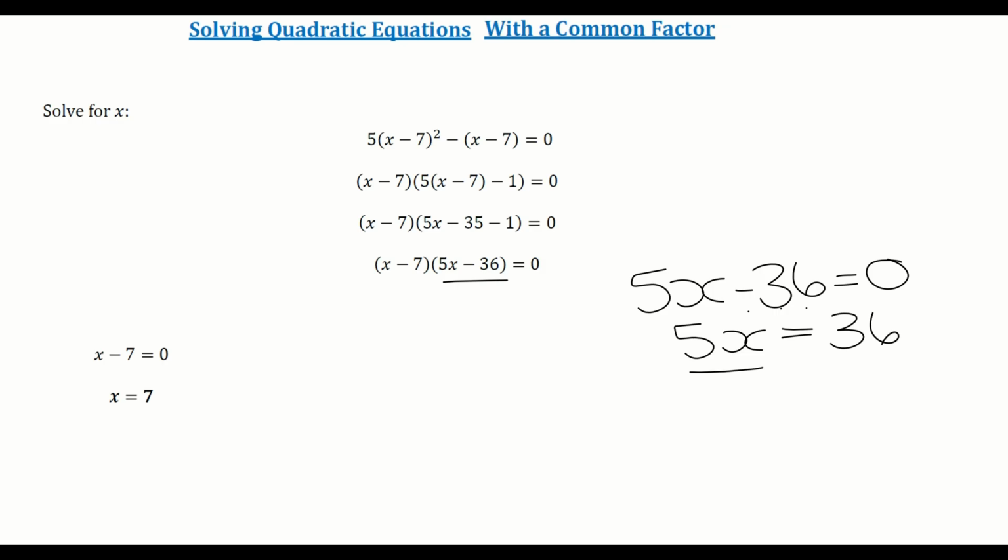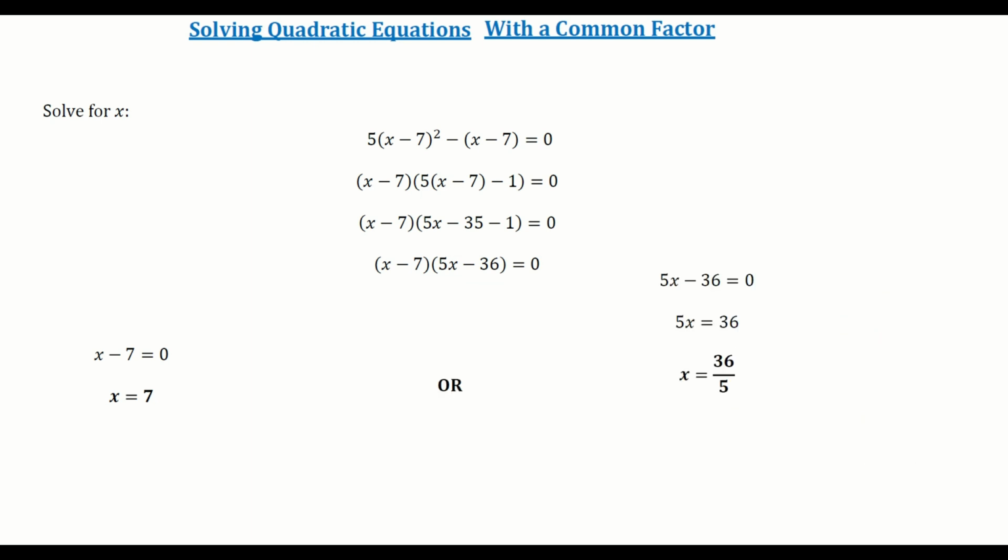Now we divide both sides by 5. On the left side, the 5's cancel, and we get x. And on the right-hand side, we get 36 over 5. This means that for this equation to be true, x will equal 7 or 36 over 5.